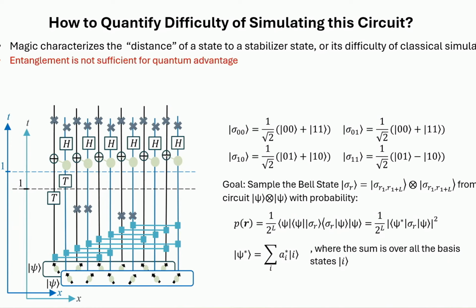So why do you want to look at magic? Because it's well known that you need entanglement for quantum advantage. If you have states with low entanglement, you can simulate that using MPS and other methods on a classical computer.